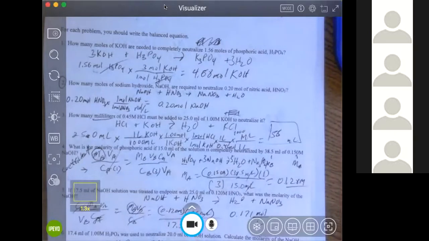This math is required for tomorrow's laboratory. So you need to make sure you can do it.